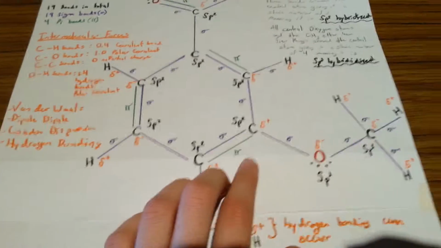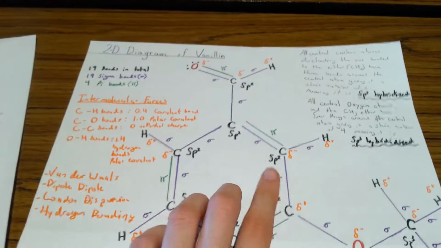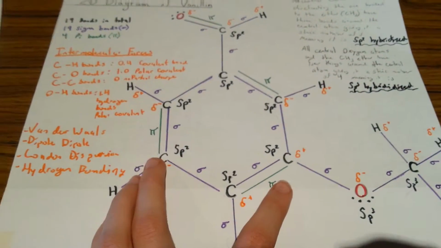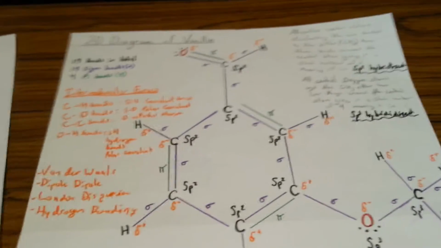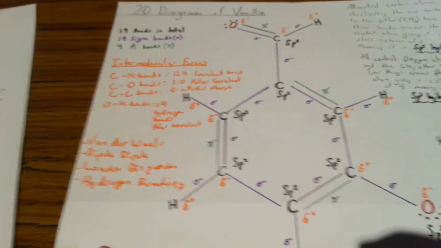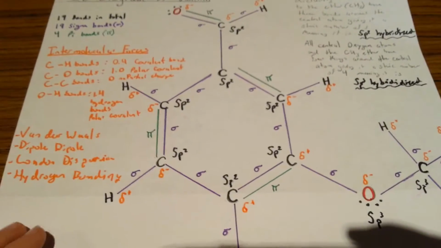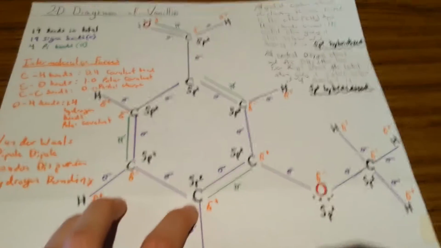All of these green bonds up here over by the aldehyde group, in here on the benzene ring, these are all pi bonds. They're indicated by green, and this is because there's a double bond, so the first one would be a sigma and the second one is a pi bond. So next is the hybridization of each. This is written in black around each central atom.